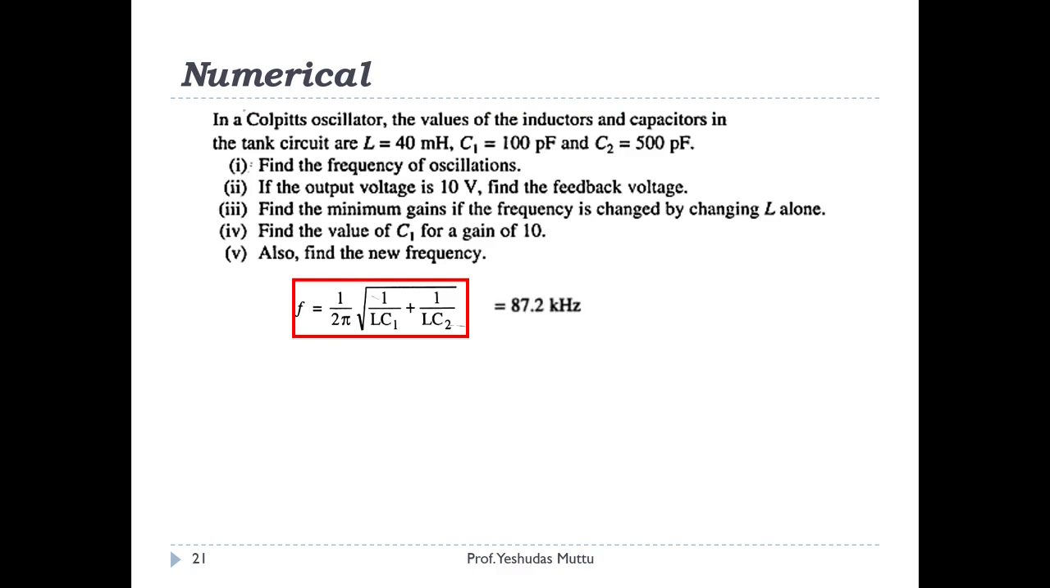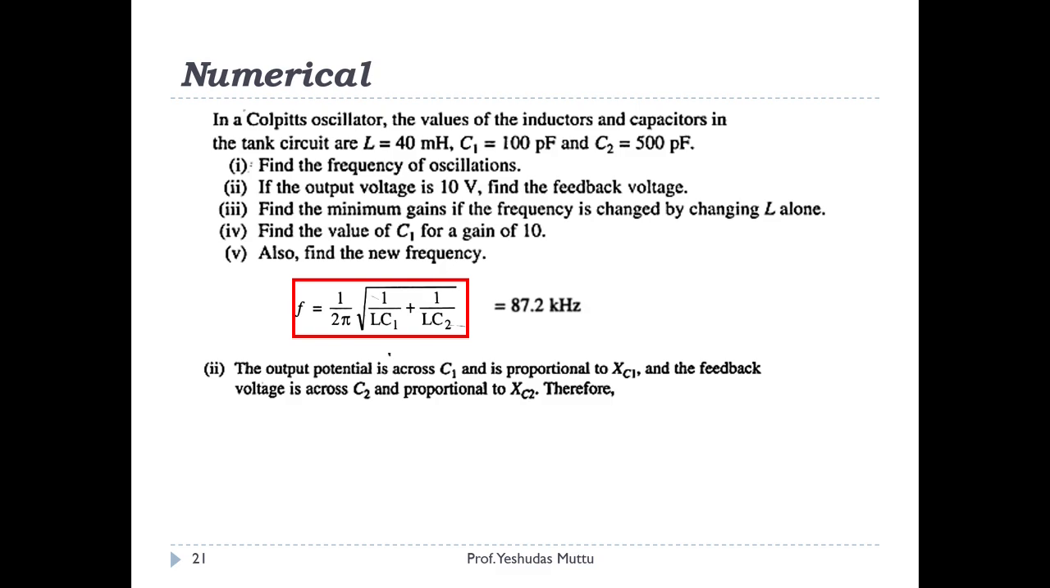Fine. Second thing, if the output voltage is 10 volts, find the feedback voltage. They have given me V out as 10 volts. Now this is very important, you all should know. We take the output across the collector, and across the collector which capacitor is connected, C1 or C2? It is C1, right? So C1 is connected, so that is the reason you have XC1 over here. Current is the same, so VF over here, the feedback, is decided by capacitor C2, so XC2 over here. Current is the same, that is the reason current gets cancelled and only the reactance part is left over here.